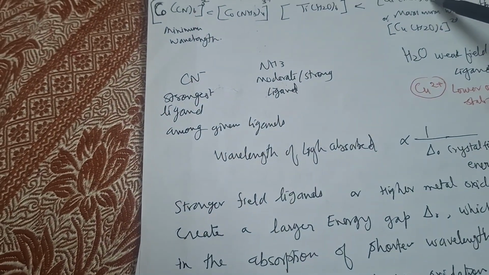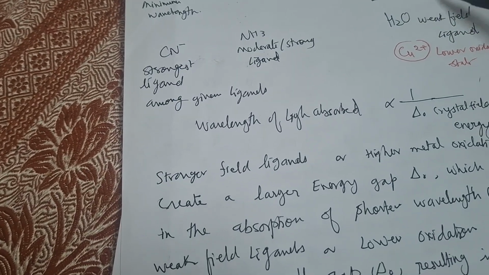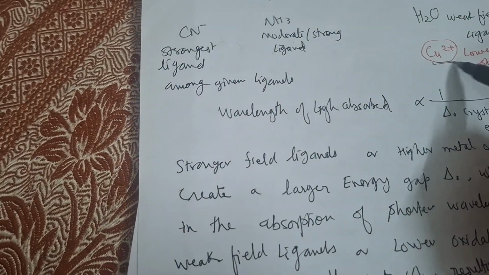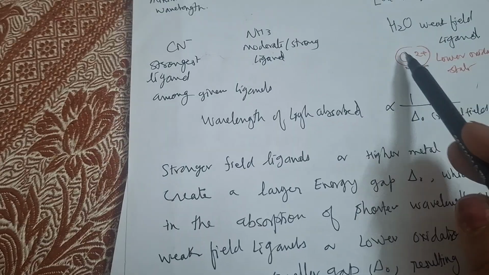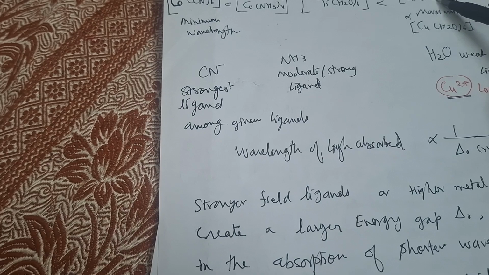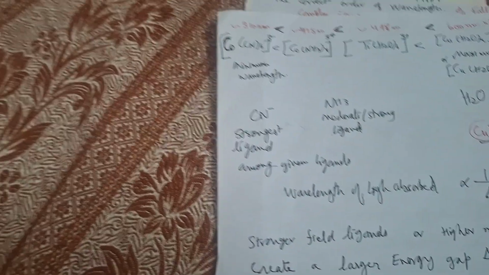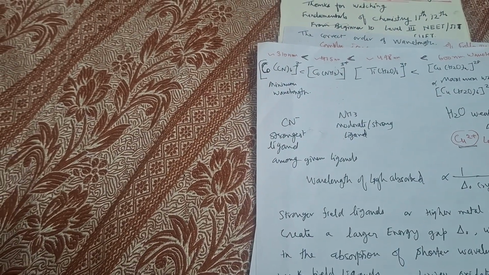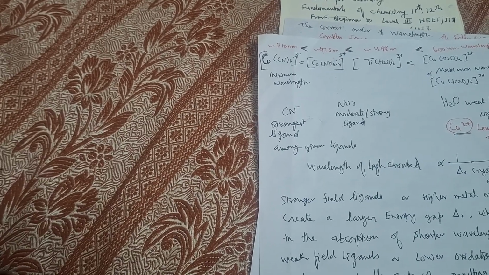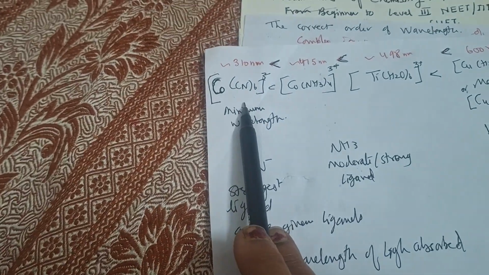Now I want to tell you, if it is Cu(H2O)4 or Cu(H2O)6, at that moment also the same wavelength will be absorbed, because we are watching the oxidation state of copper. In both cases the oxidation state of copper is plus 2, a lower oxidation state as well as weak field ligand, so it will favor a high wavelength. Clear to you? Absorption of longer wavelength is done by the copper complex, and the minimum absorption is by the cobalt complex.